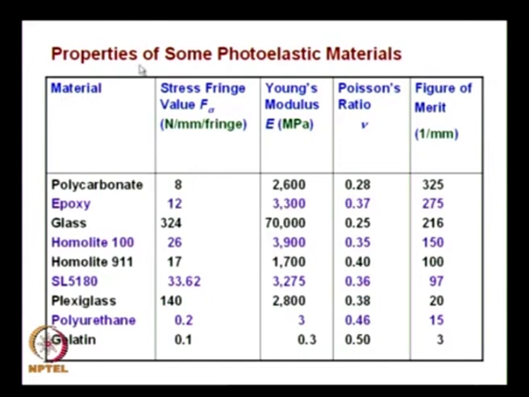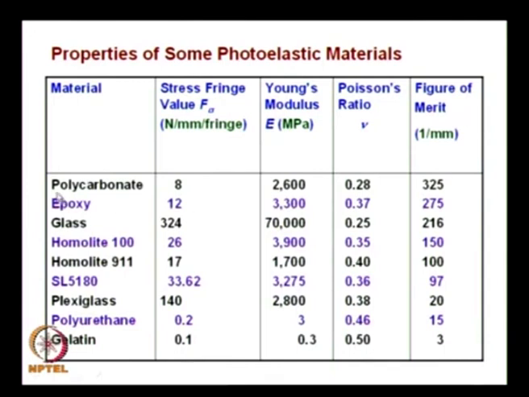Some properties are listed. I have the stress fringe value, I have the Young's modulus, and I have the Poisson's ratio, and I also have finally what is known as figure of merit. Figure of merit is nothing but the Young's modulus divided by the material stress fringe value, and if the figure of merit is larger, it indicates that it is a good model for photoelastic analysis.